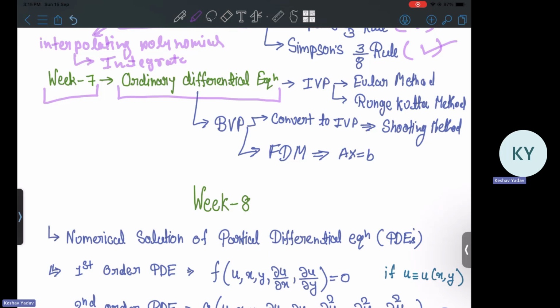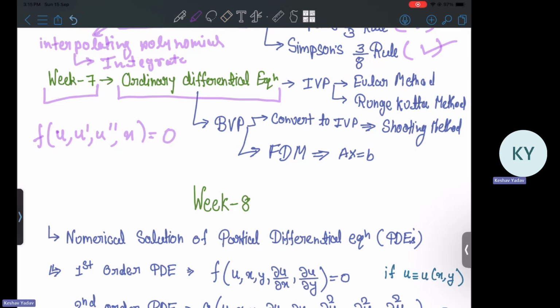This ordinary differential equation can be of two types. The first can be initial value problems, where we have some ordinary differential equation. Suppose we have some function of u prime, u double prime, x equal to 0, suppose.